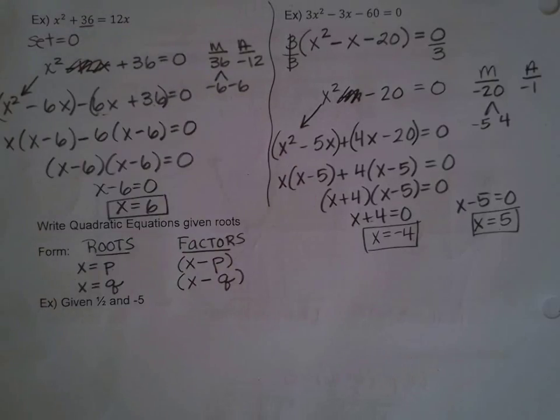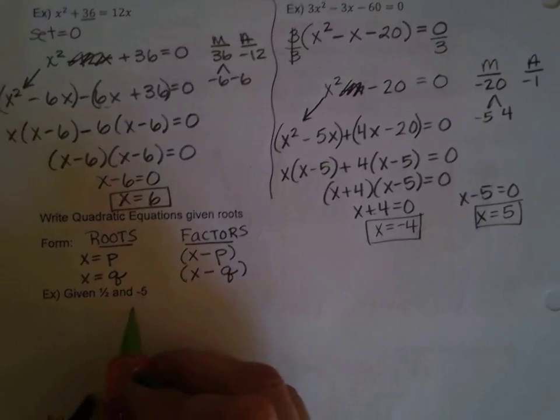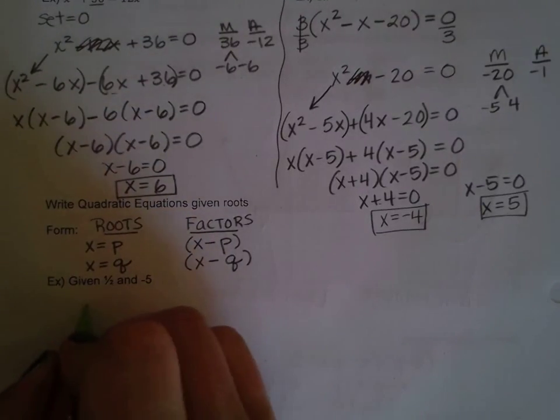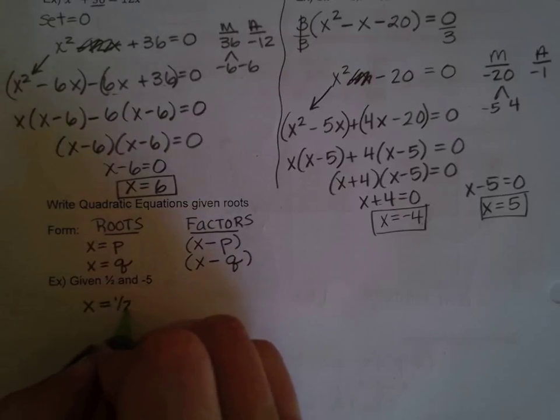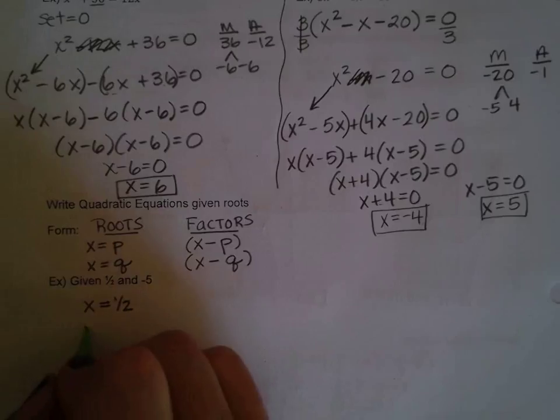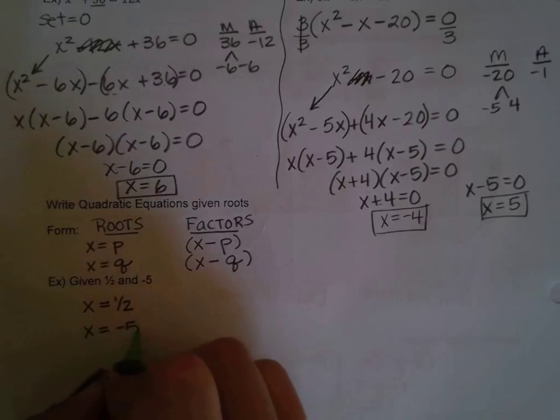Okay? So we're working our way backwards. So start with the first example. You're going to write it down like this. They give you 1/2 and -5. So you say x equals 1/2 and x equals -5.